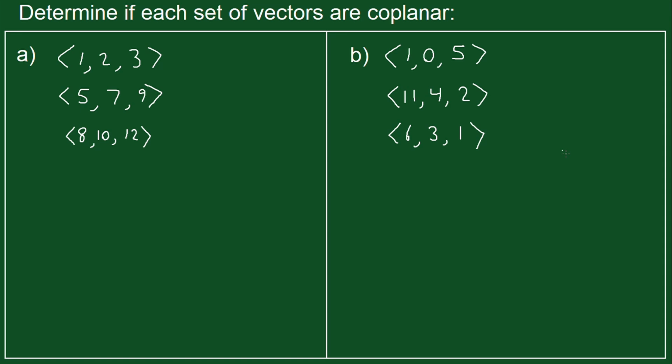Determine if each set of vectors are coplanar. Okay, what does the word coplanar mean? It means that all three vectors exist on the same plane.